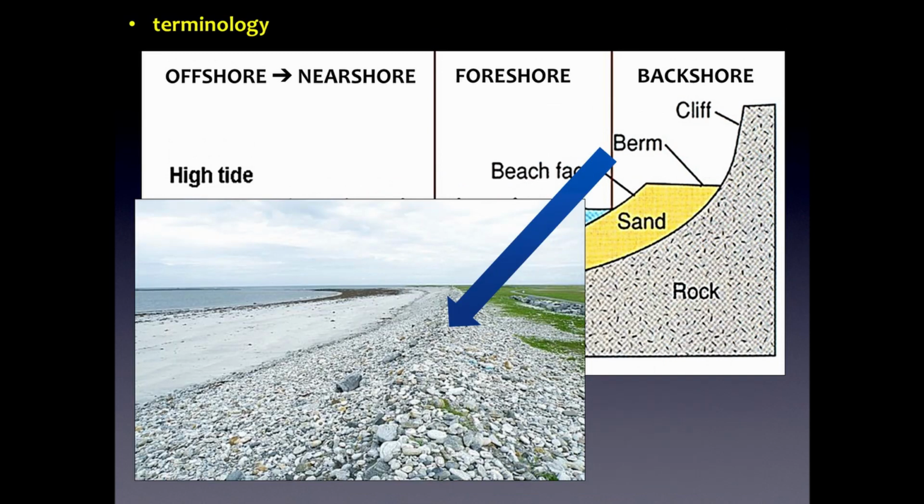Before we discuss what this picture is showing, just a reminder, when I talk about something being finer grained, it means that it has smaller sized particles. When I talk about something being coarser grained, it has larger sized particles. So here we're taking a look at a feature called the berm.